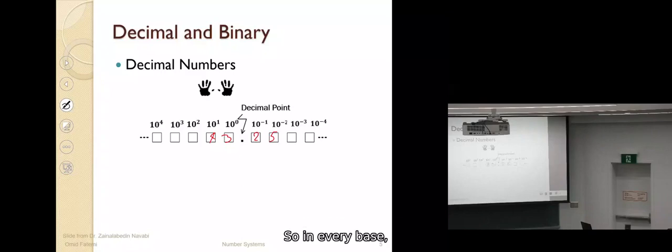So in every base, we have a decimal point, a point, which here is decimal point. In binary would be binary point. In octal, it would be octal point. In hexadecimal, it would be hexa point, and so on. So there is a point which separates integer part from the fraction part.